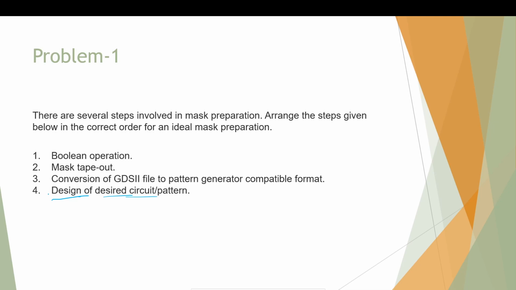After that, do you understand what I mean by this Boolean operation? This is basically based on the resist that I have. I either want to have a dark field mask or a light field mask, or whatever editing in the mask that I need to do at the design stage itself.